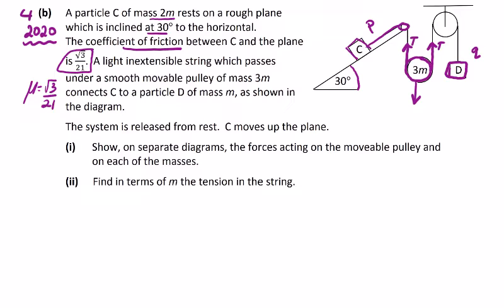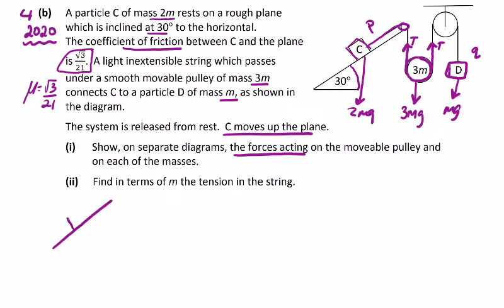So let's have a look at our forces, which we were asked for first. The forces acting, and it tells us C moves up the plane. So we have a mass of 3m, and D is a mass of m. 3mg and mg just to distinguish them, and then C is 2mg. Okay, so forces. We have C on the inclined plane, and coming straight down is 2mg.